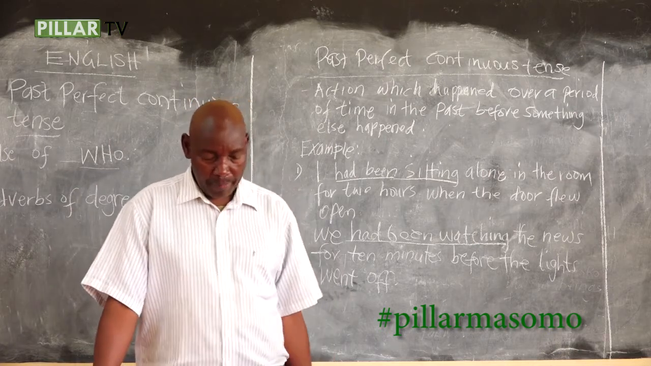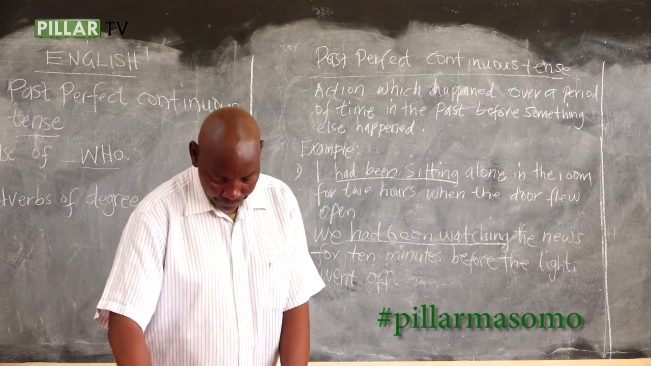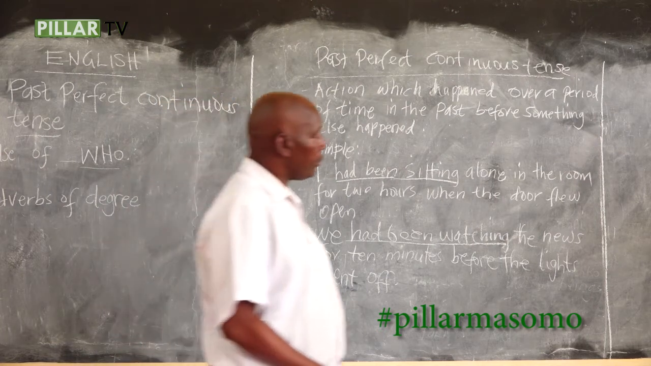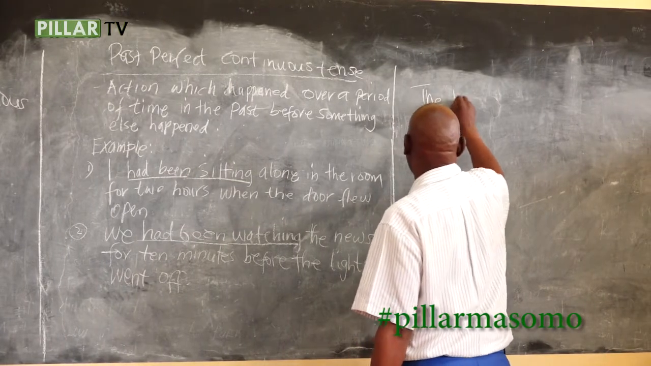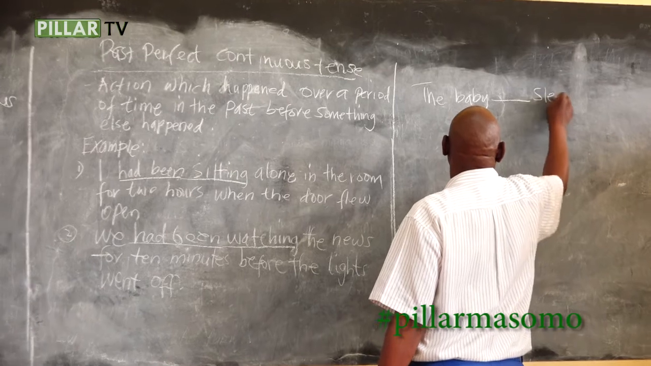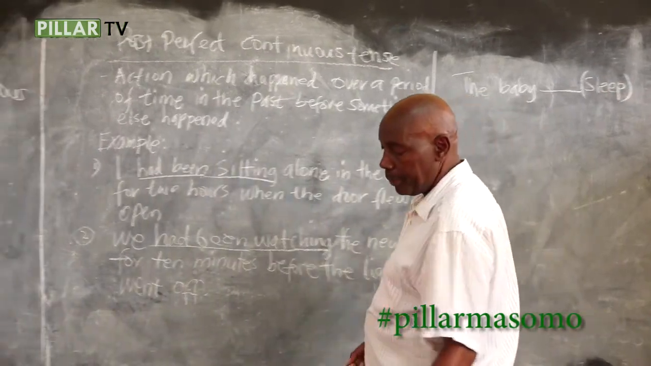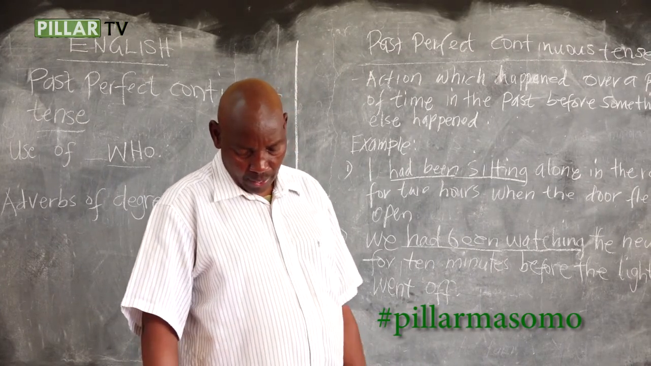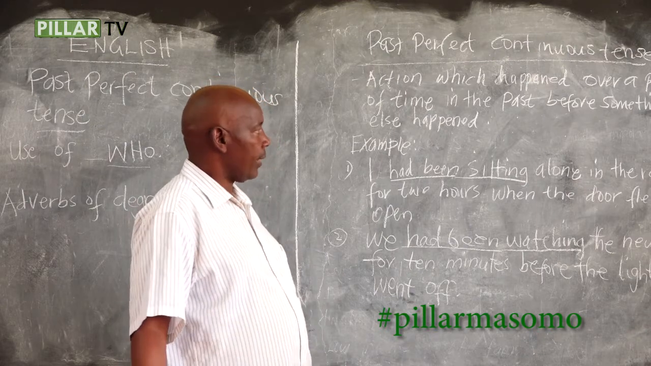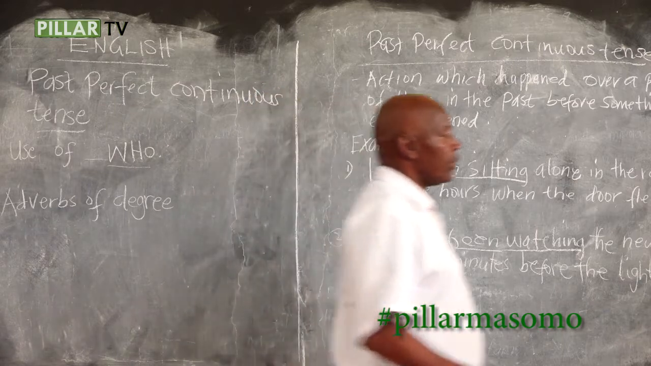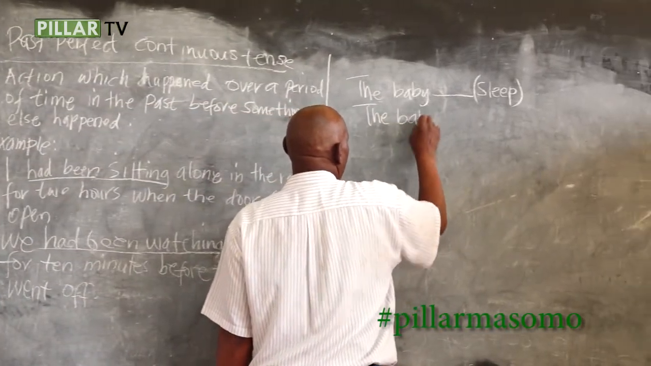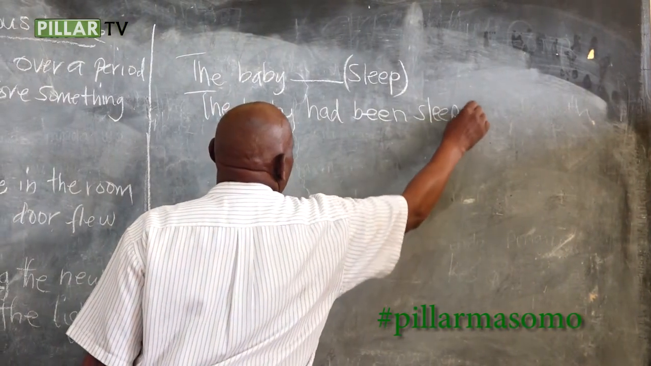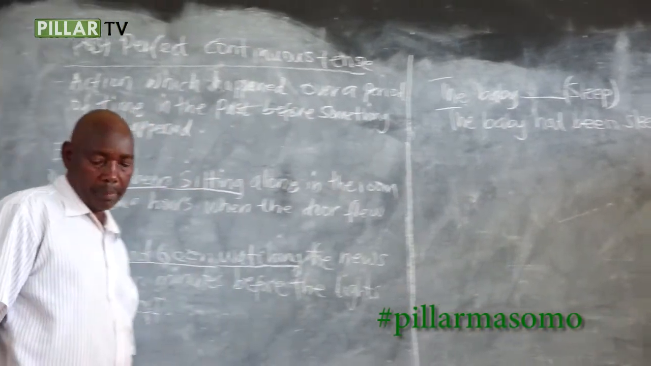Sentence number 1 says, the baby dash sleep for an hour when her mother came back. So, the baby dash sleep, for an hour when the mother came back. So what can we say? The baby had been sleeping. So this one will change to the baby had been sleeping. That's how it should now be.